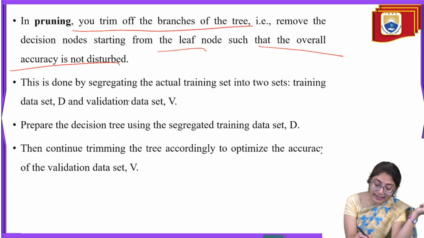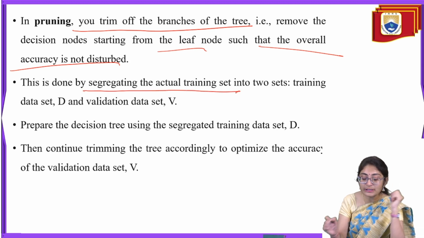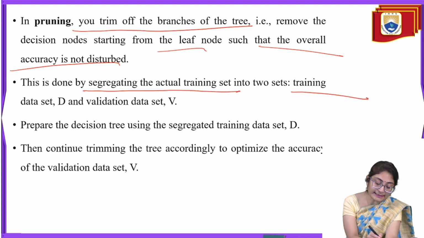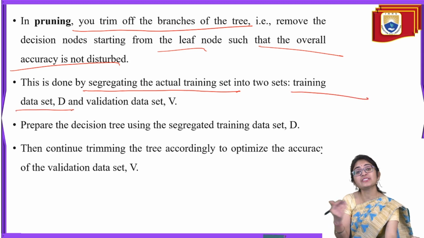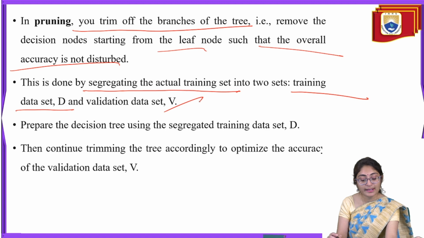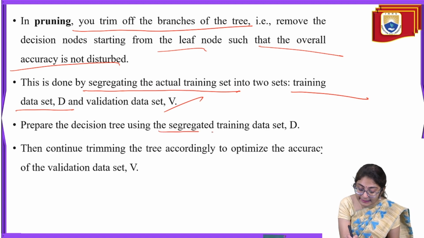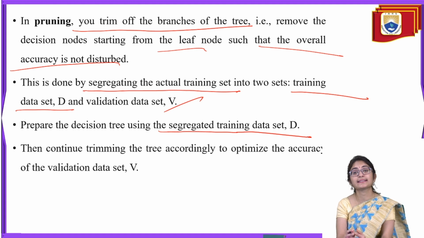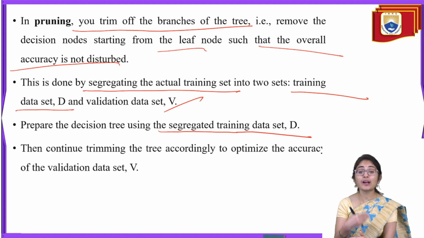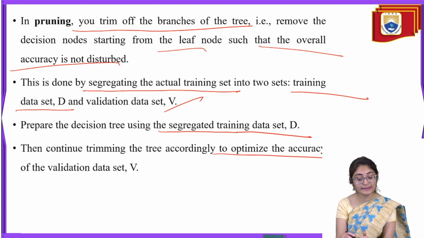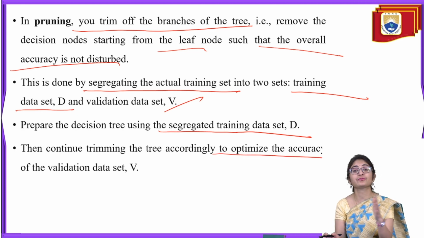And this is done by segregating the actual training set into two sets: the training data set D and the validation data set V. First, you have to prepare your decision tree using the segregated training data set D. Then you have to continue trimming the tree to optimize the accuracy on the validation data set V.